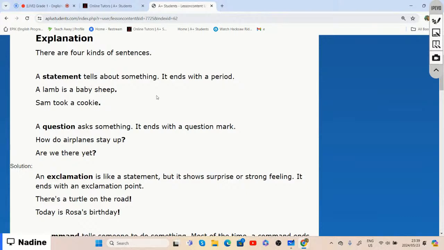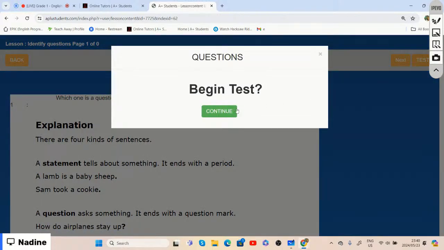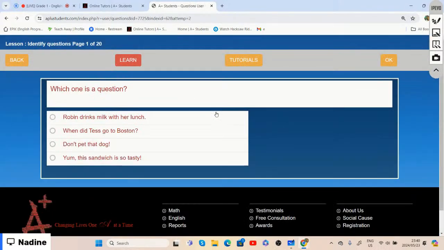All right. So now we're going to A plus students.ca, which we are here, and now we're going to our test. And we are under the chapter, the lessons of identify questions. So now we're going to our test, begin test. We must now look at the four sentences and we need to say which one is a question.